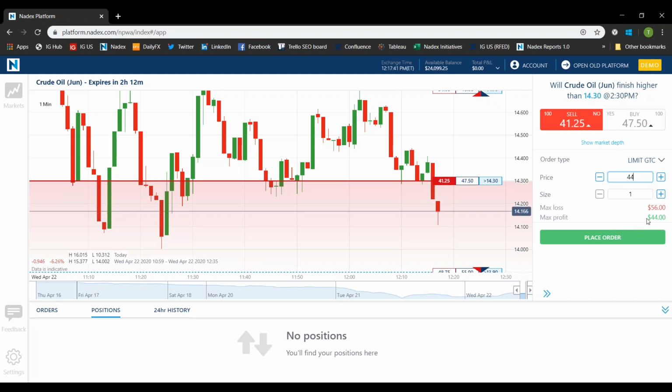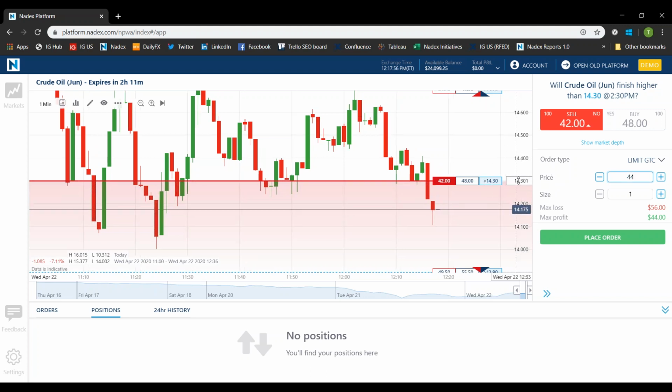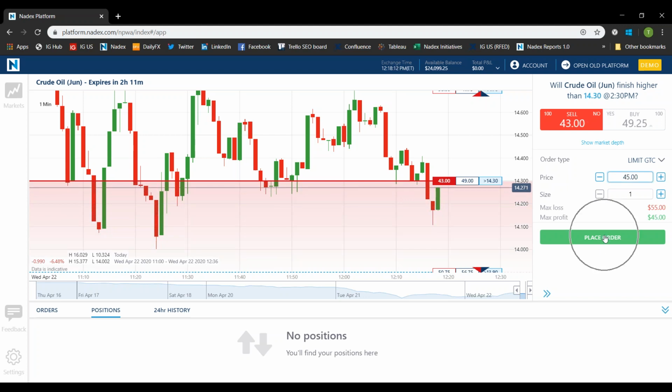We tell you up front the most you could potentially make or potentially lose before you even place the order. If I were to sell one of these at 44, the most I can make is 44. Now, if oil closes above 1430, the contract would settle at 100 and I would lose $56. Okay, so I know going in. Now, if I want to place one of these orders, let's just move it up to 45 just for fun because it looks like it's rallying a little bit. I would place my order. So I know here I made it 45.